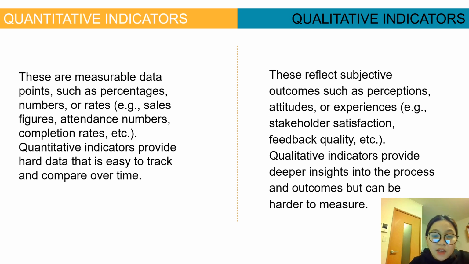Next is qualitative indicators. So these reflect subjective outcomes such as perceptions, attitudes, or experiences. Examples would be stakeholder satisfaction, feedback, quality, and etc. Qualitative indicators provide deeper insights into the process and outcomes, but can be harder to measure.